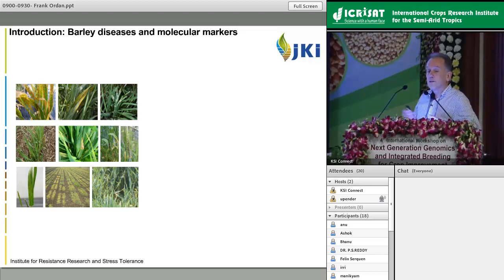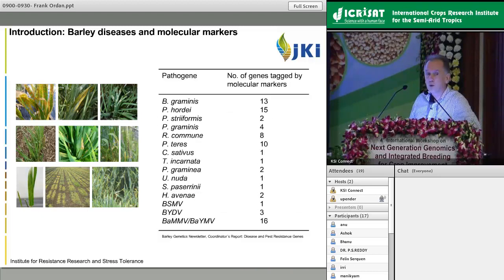Due to this, soon after the first molecular map had been developed by Andreas Graner, who gave his talk yesterday, attempts were already conducted to develop molecular markers. And besides an innumerable amount of QTLs, which I will not talk about today, more than 80 genes against these pathogens, mainly derived from genetic resources, have been tagged in the barley genome.